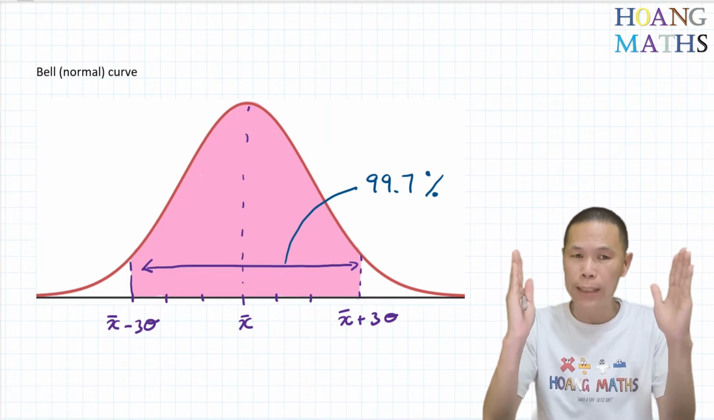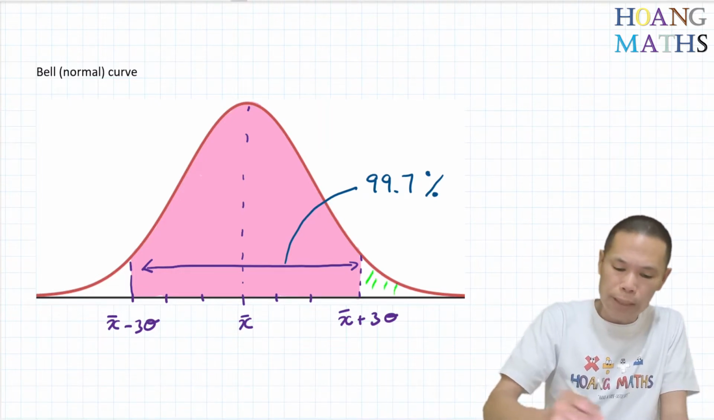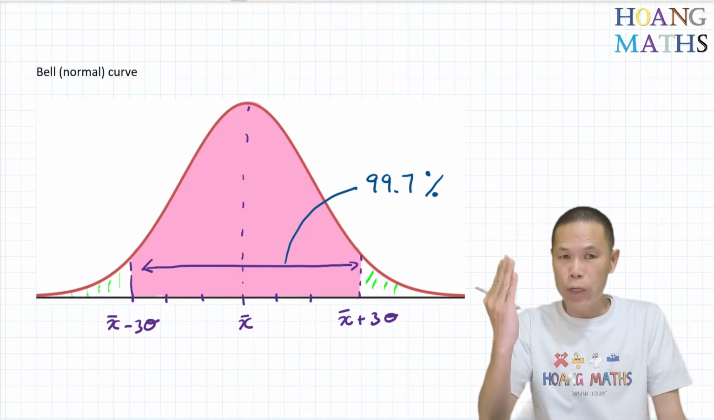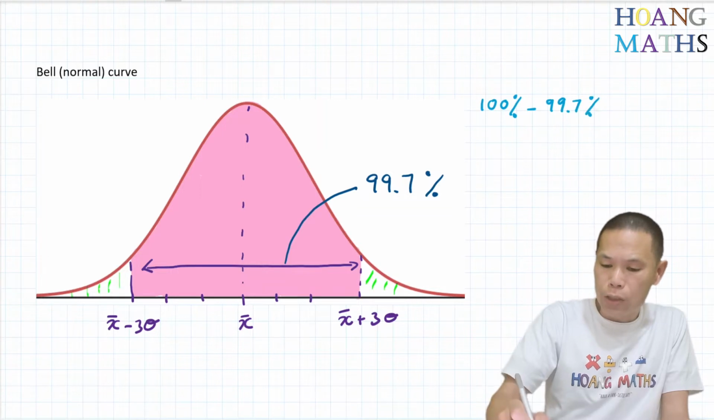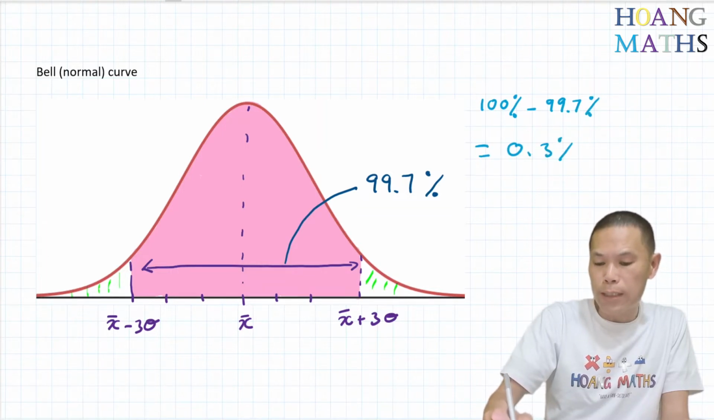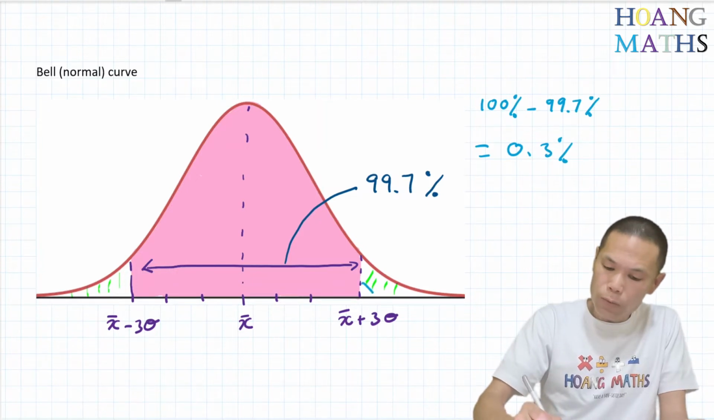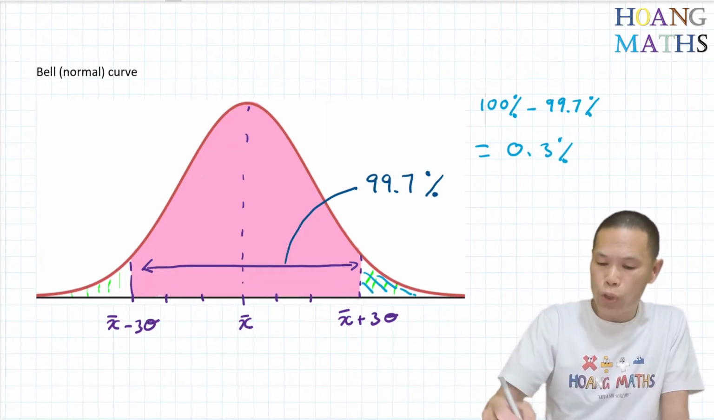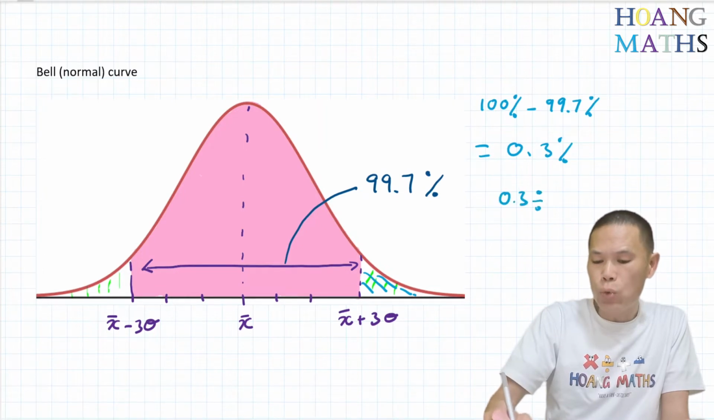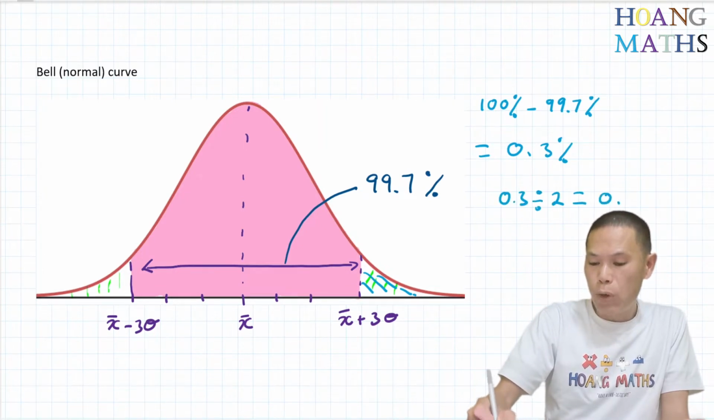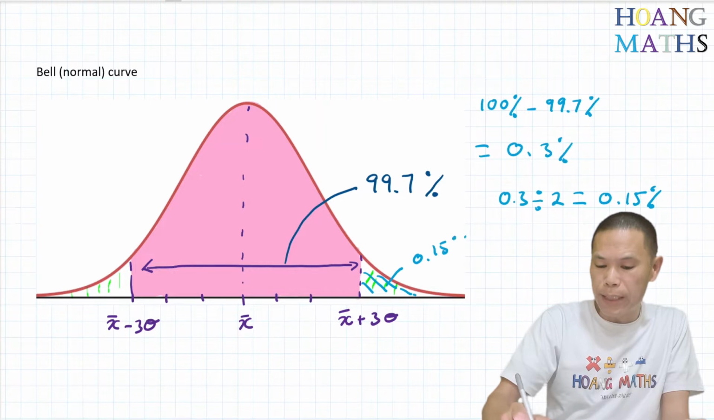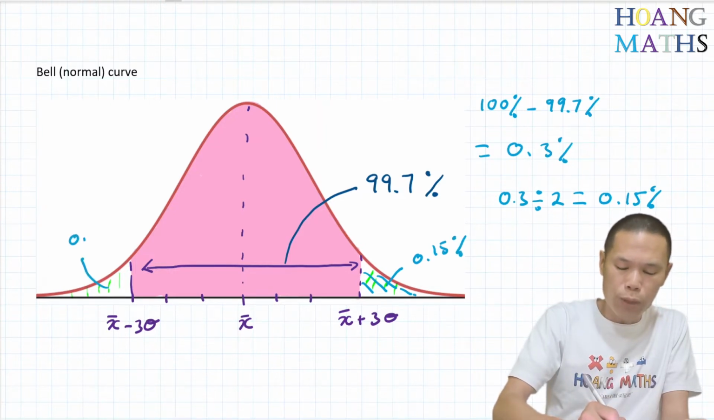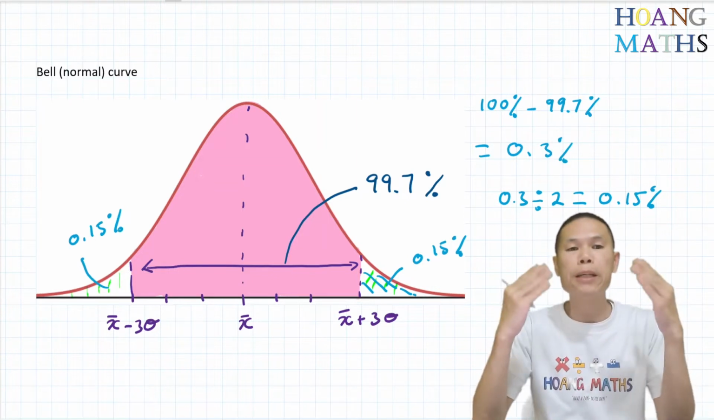And since the total is 100%, we can work out the percentage of these two tails here. Altogether is 100%, so we go 100% minus 99.7%. That will give me 0.3%. But then we can work out just one of these because they are symmetrical. So we just go 0.3 divided by 2, which gives me 0.15%. So that is 0.15% here, and of course, this is 0.15%. So please keep that in mind for me.